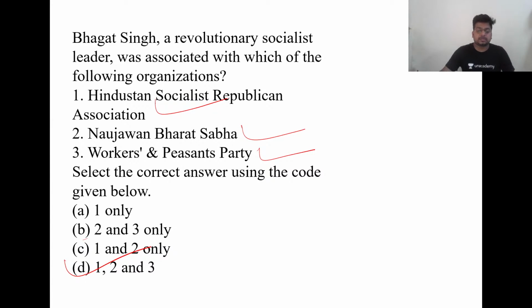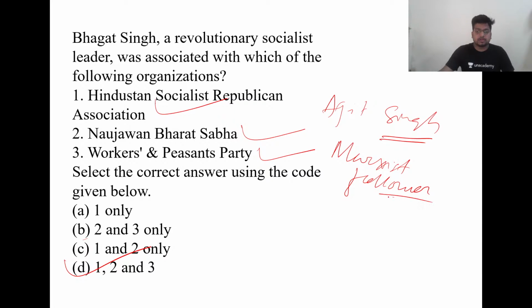He was the nephew of Ajit Singh. Bhagat Singh was the nephew of Ajit Singh. He was a Marxist follower. Right. He was associated with the Punjab Naujawan Bharat Sabha. Right. Punjab Naujawan Bharat Sabha, it started basically in 1926.